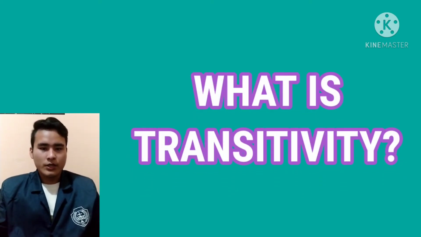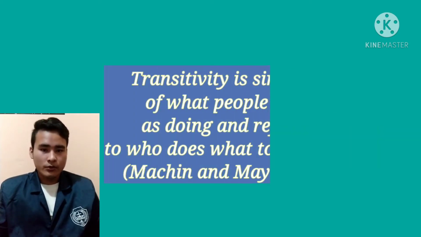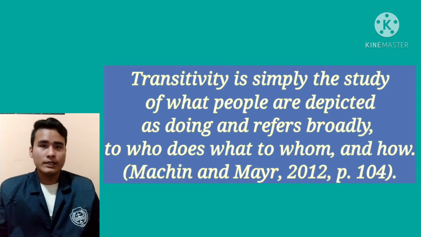Okay, now we are going to talk about transitivity in functional grammar. First, we must know the definition of transitivity. According to Messing and Mayer in 2012, transitivity is simply the study of what people are depicted as doing and refers broadly to who does what to whom and how. In general, transitivity refers to how meaning is represented in the clause, and it plays a role in showing how speakers encode in language their mental picture of reality and how they account for their experience of the world around them.